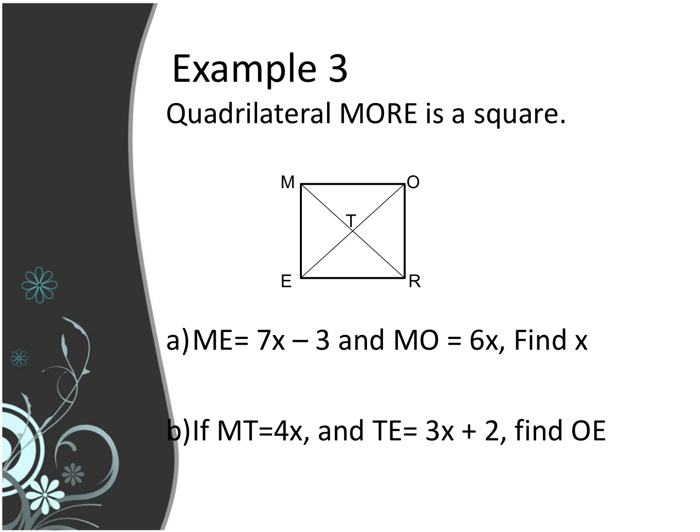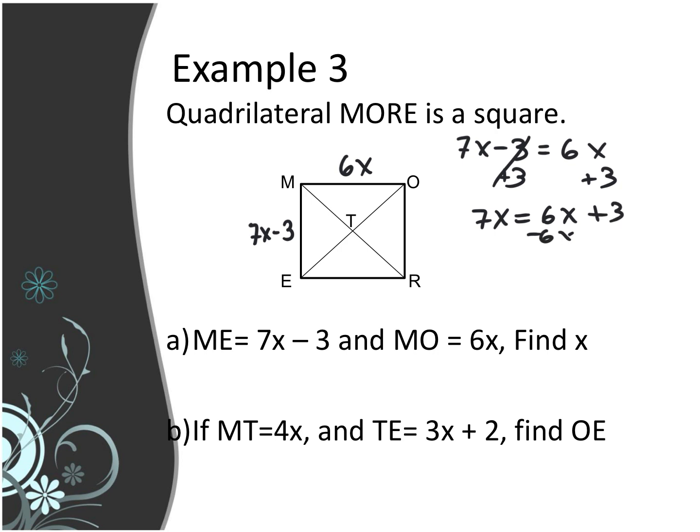So quadrilateral MORE is a square. Let's try to figure out: for A, ME is 7x minus 3 and MO is 6x, and they want us to find x. Now remember, squares are congruent all throughout, so we can just say 7x minus 3 equals 6x. I'm going to move the 3 over: 7x equals 6x plus 3. I'm going to subtract the 6x, and I'm left with x equal to 3. So that's how you find x equal to 3.